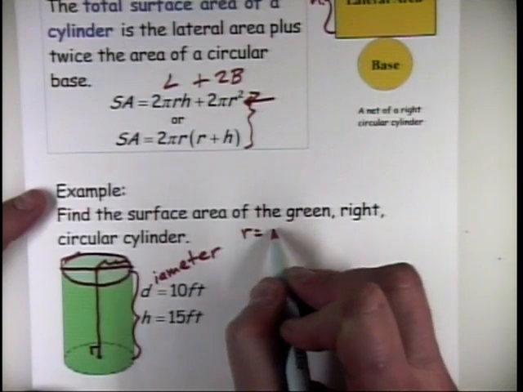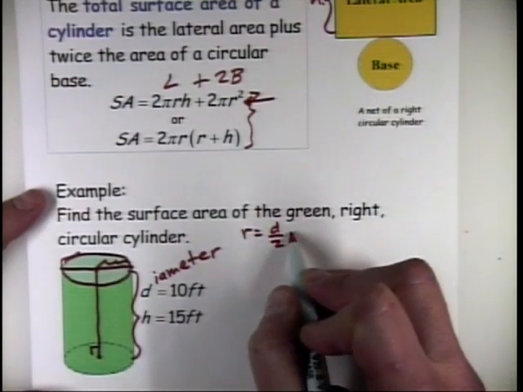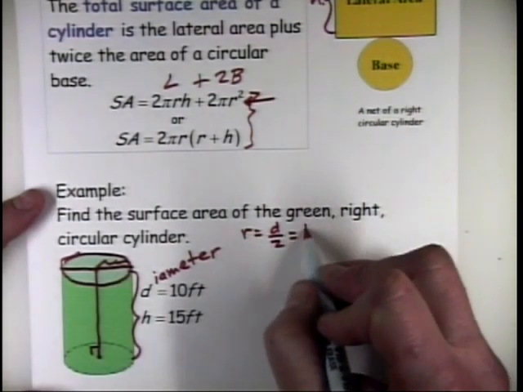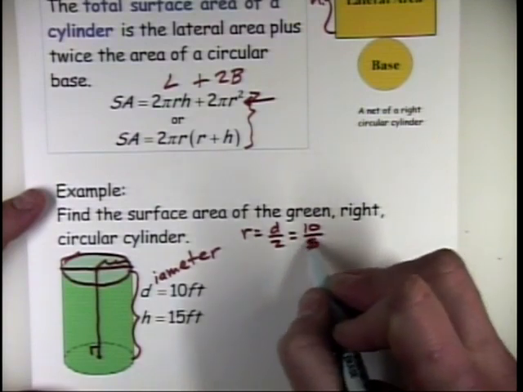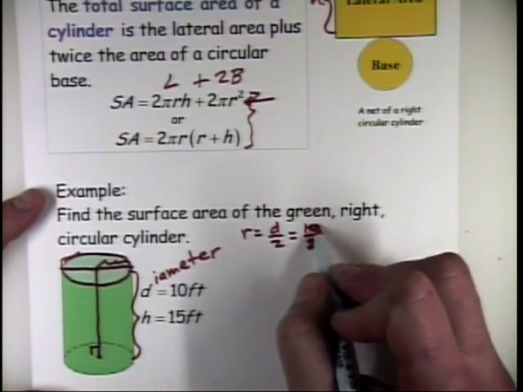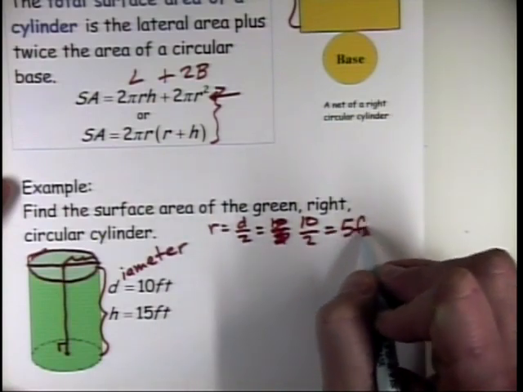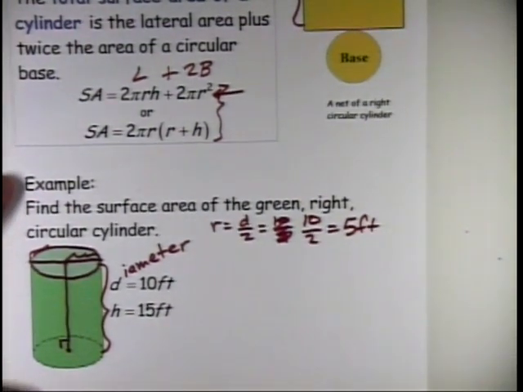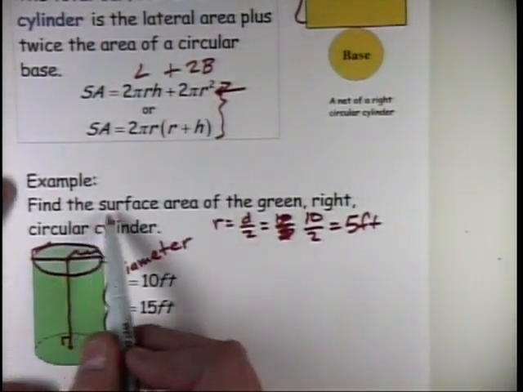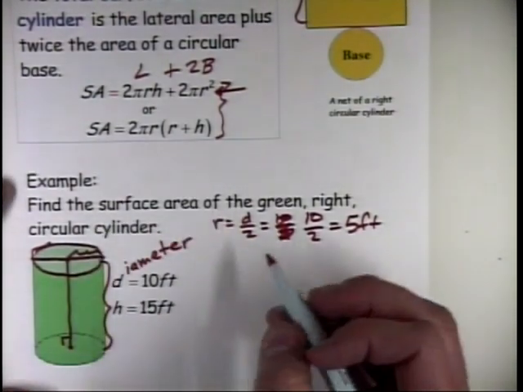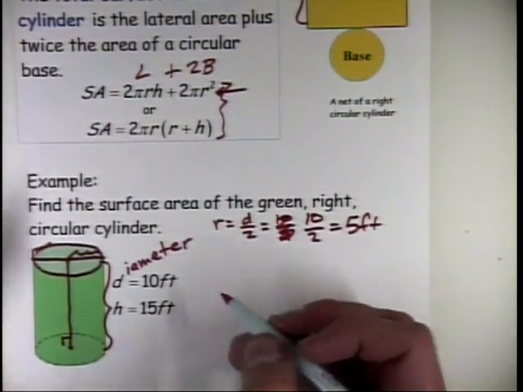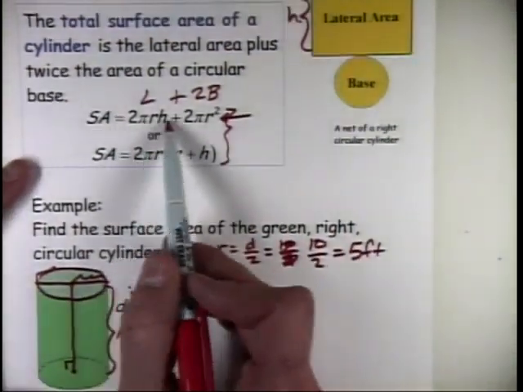The radius is basically the diameter divided by 2. So if the diameter is 10, the radius is going to be 5. Oops, getting ahead of myself here. Let's try that one more time. 10 divided by 2 is 5 feet. Okay? Now that I have that, I can go ahead and find the total surface area. Well, let me find the lateral surface area, and then I'll add it to the total. We can actually just do that by using this formula.